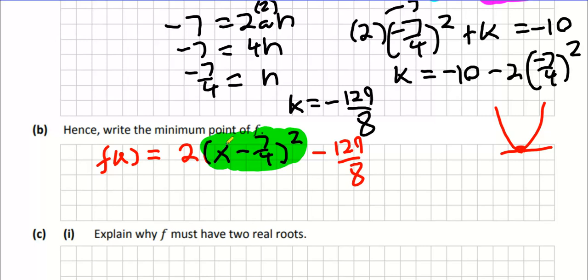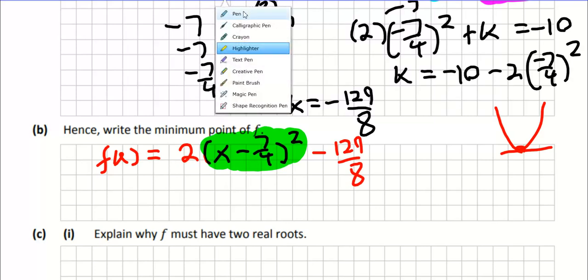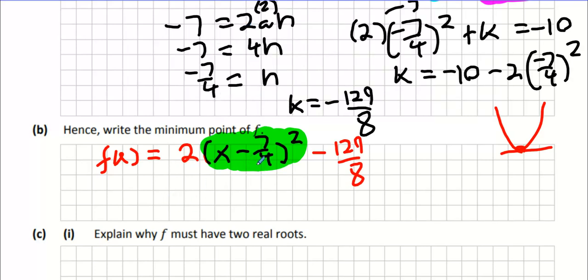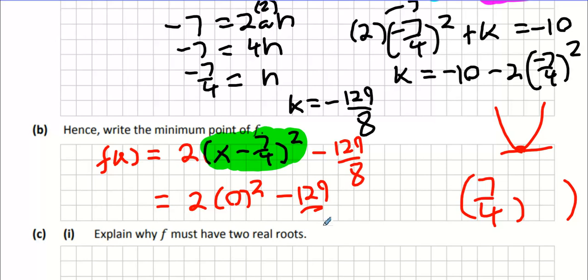So the lowest value we can hope for is when that is 0. What x value will cause that to be 0? 7 over 4 will cause that to be 0. So that's your x value. And then when your x value is 7 over 4, what happens to be your y value then? What's your y value? Minus 129 over 8. Am I safe in saying you don't think you've ever seen this before and you want a video on that?